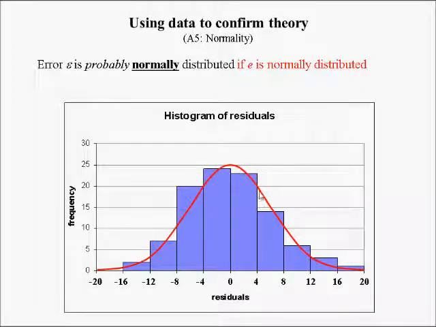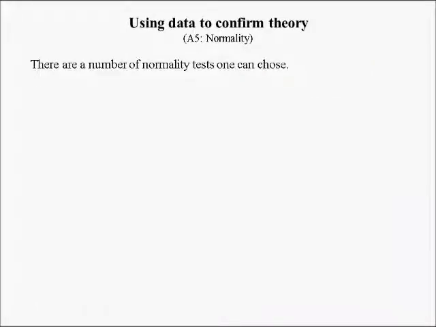But not here. Here, the average height of this bar is below the red curve, and the same thing here. But other than that, that looks like a pretty good normal distribution. And when you're talking about real data, sometimes that's the best you get in terms of normality. There are a number of normality tests one can choose.